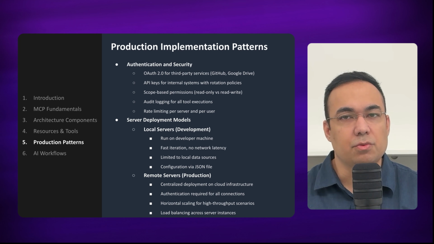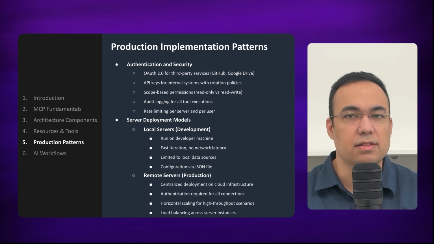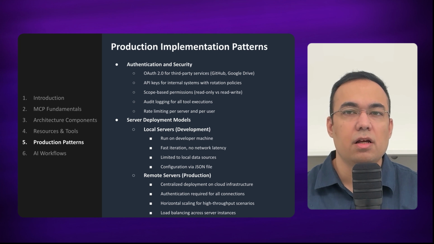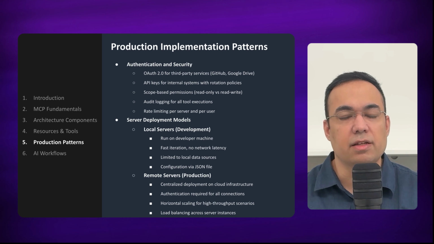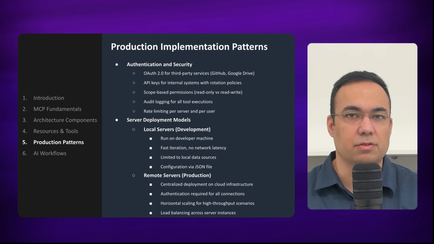Remote servers are what is ideal for production. These are centralized deployments on cloud infrastructure like Azure Container Instances, AWS ECS, or Kubernetes clusters. Authentication is required for all connections. Remote servers support horizontal scaling for high throughput scenarios. If you have, let's say, 1,000 users, consider running 10 instances behind a load balancer. Autoscaling can handle traffic spikes as well.